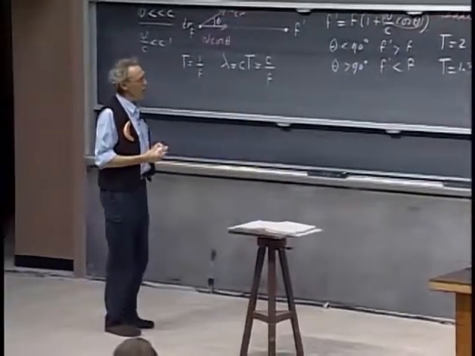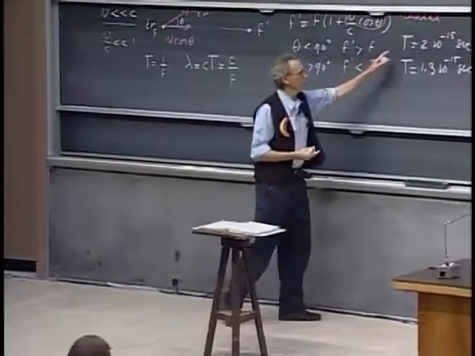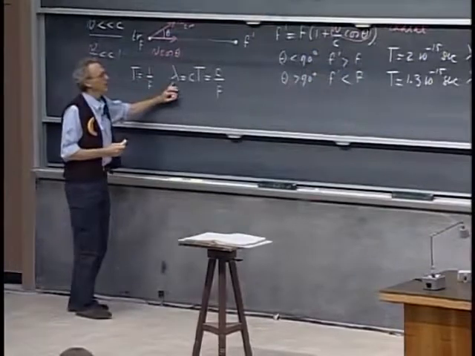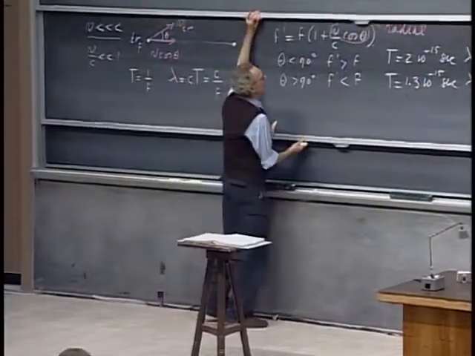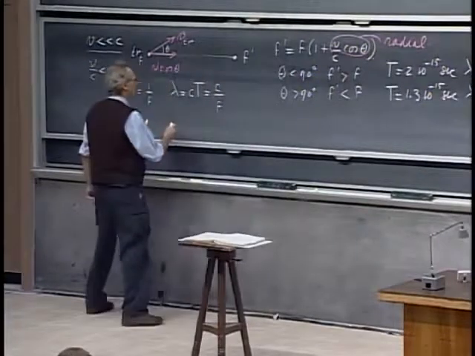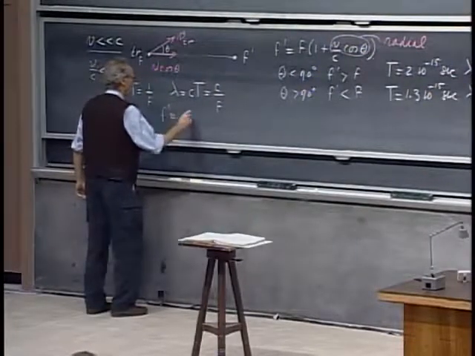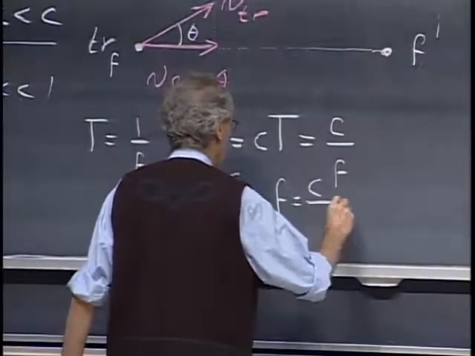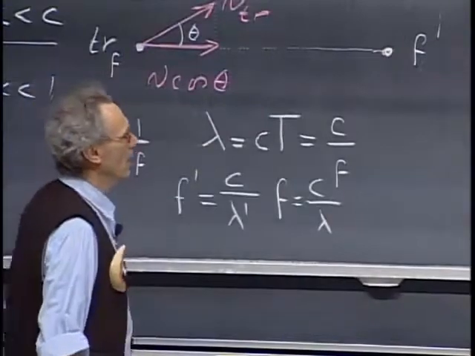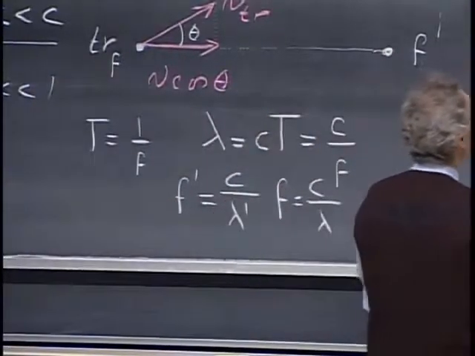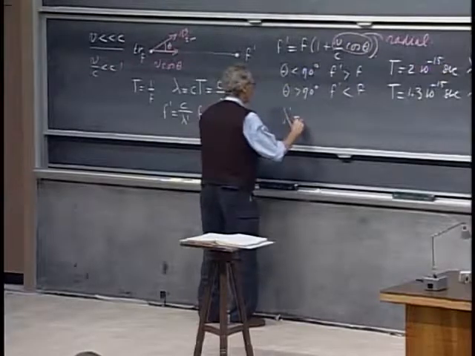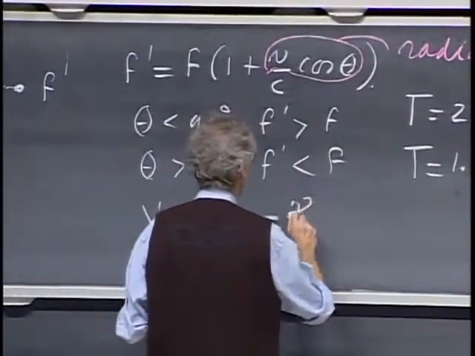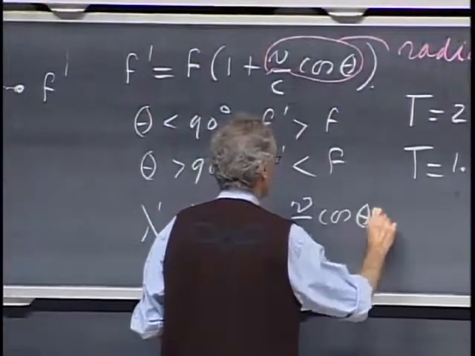In optical astronomy, we cannot measure the period or the frequency of optical light. All we can measure is the wavelength. So if I want to use this equation, then I have to replace f prime by c divided by lambda prime, and f by c divided by lambda. When I do that, I get the following result: lambda prime equals lambda times 1 minus v over c cosine theta.